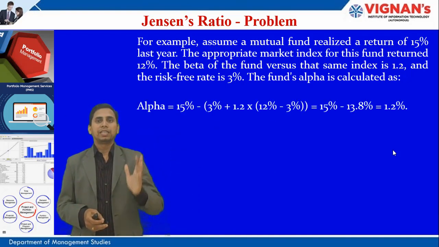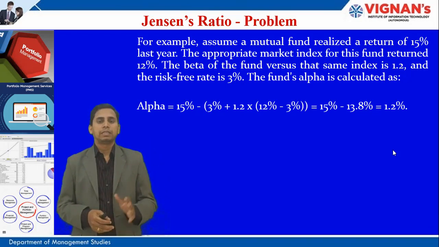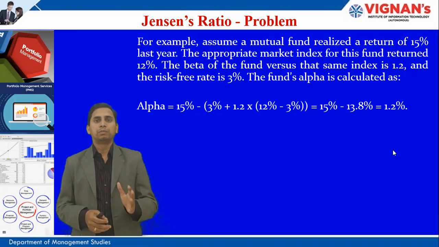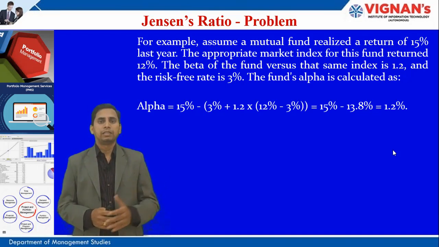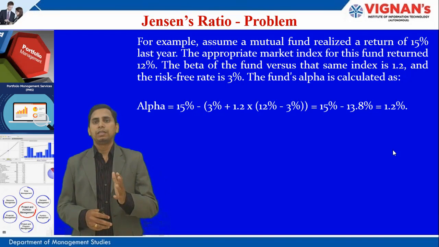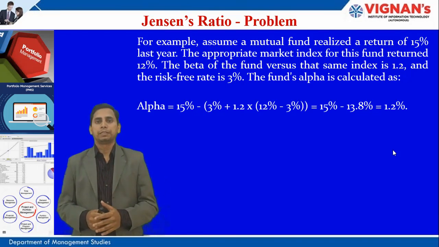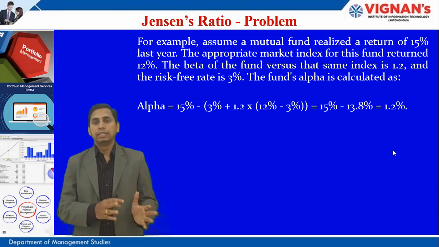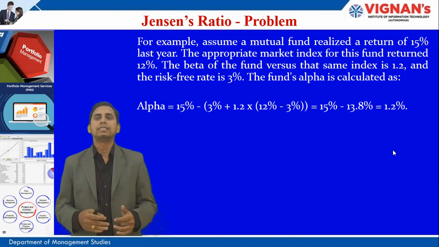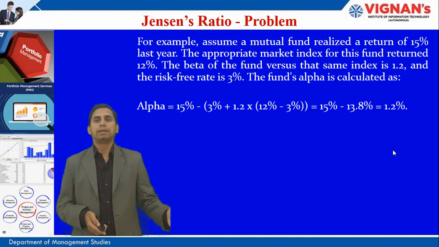Now the fund's alpha can be calculated. That is the return of the portfolio given in the problem, 15%, the risk-free rate of interest, 3%, the beta of the given portfolio, 1.2, and the return of the market index, 12%. So if we calculate, the alpha of the particular mutual fund is 1.2%. So the particular mutual fund has generated 1.2% of return, which is more than the market return.